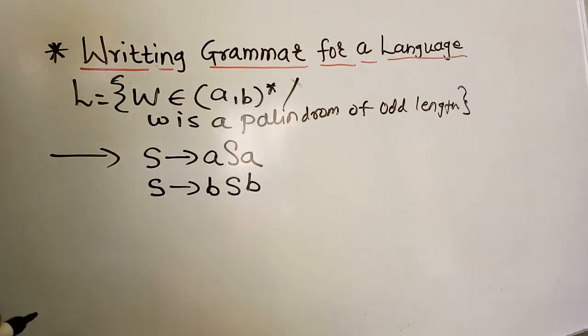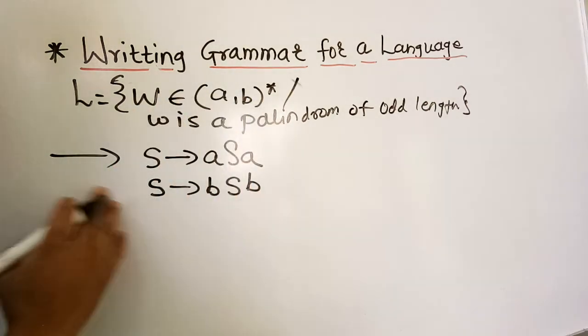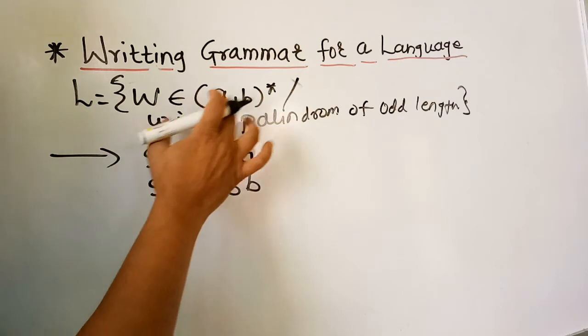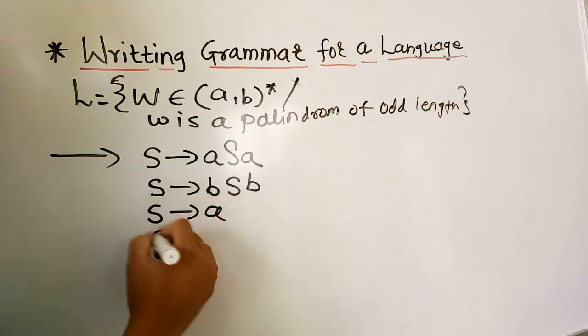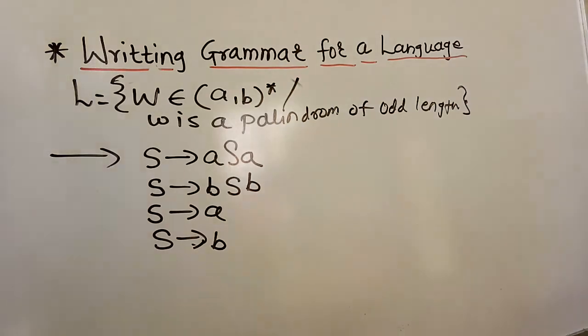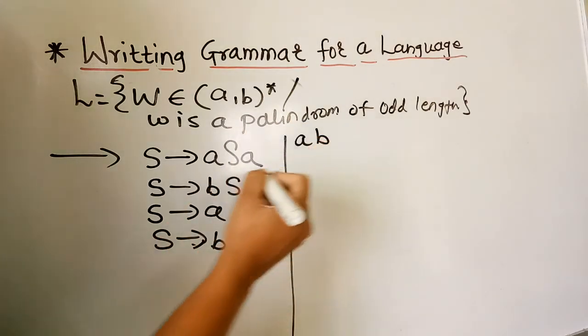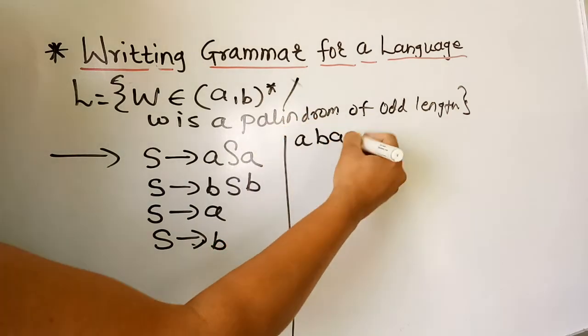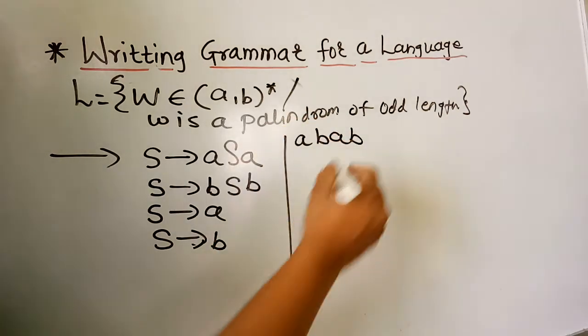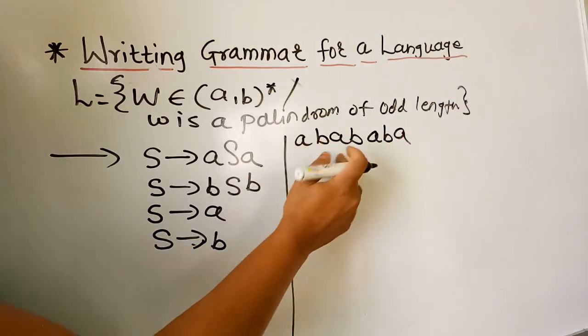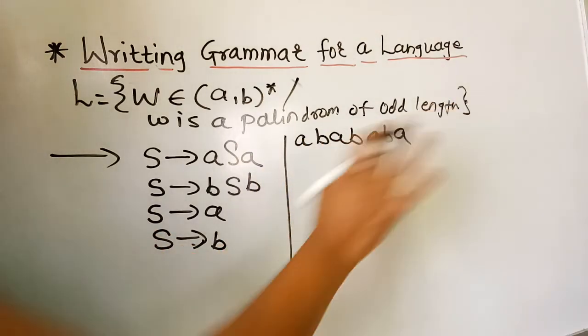Now it is a requirement to replace the S with other letters, and we know that for any string to be a palindrome, it may be a single letter also, single A, single B also. So it is a case like S gives A, S gives B also. And if we solve any string by this grammar, we will definitely get the palindrome answer. For that, we will take one example, that is the string A, B, A, B, A, B, A. Now it is of odd length: 1, 2, 3, 4, 5, 6, 7. 7 is an odd number.